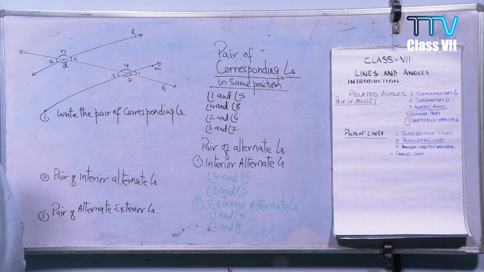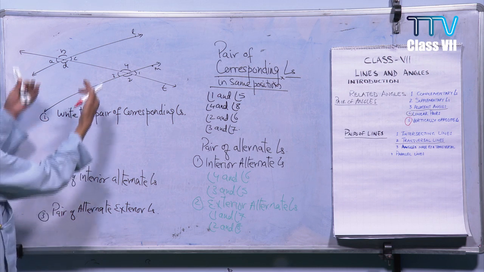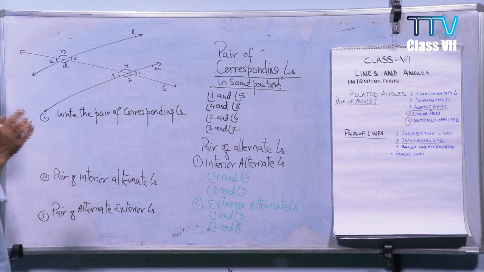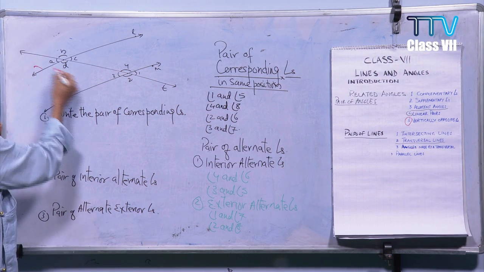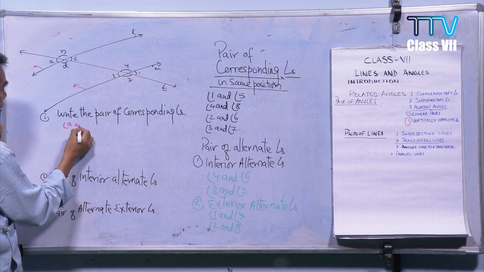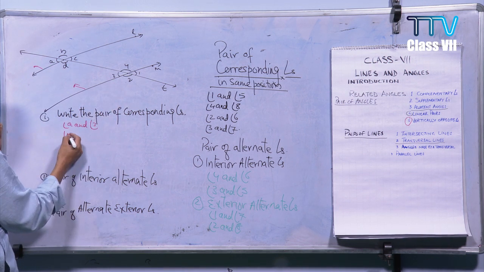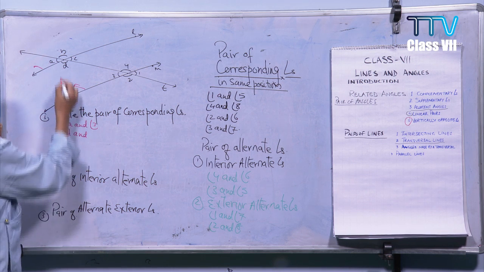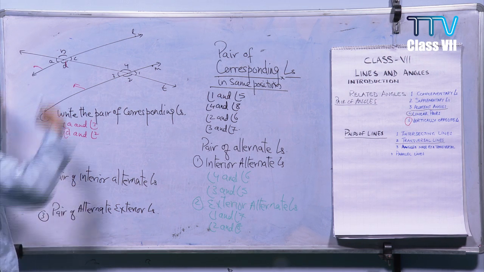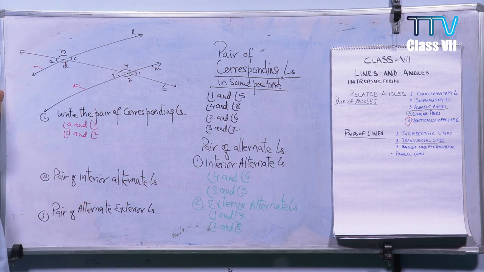Okay, first corresponding angles. Look at the position with respect to the transversal: angle A and angle 3, and angle D and angle 2. That is a transversal pair. We have four angles B, C, 4, 1.